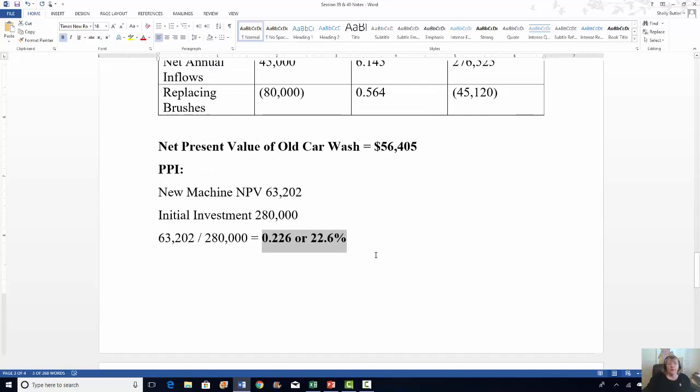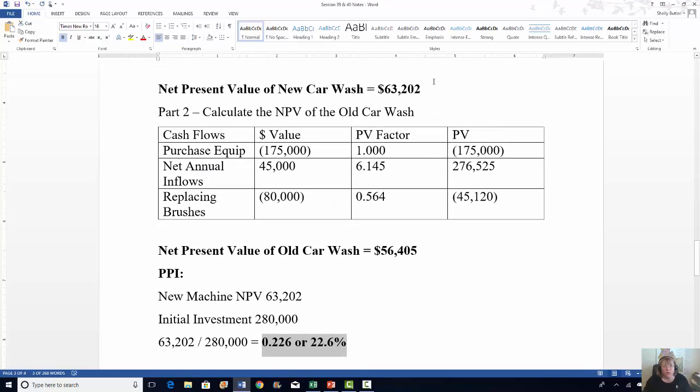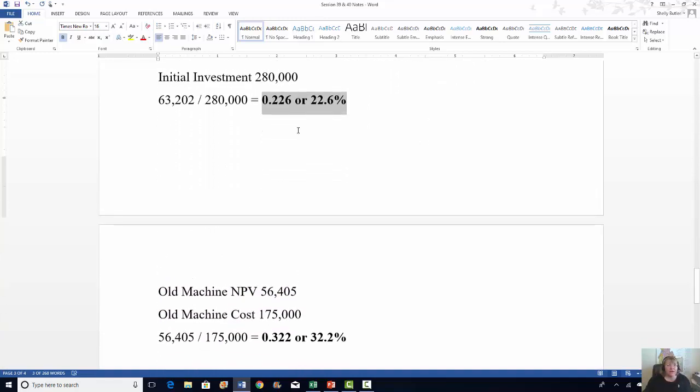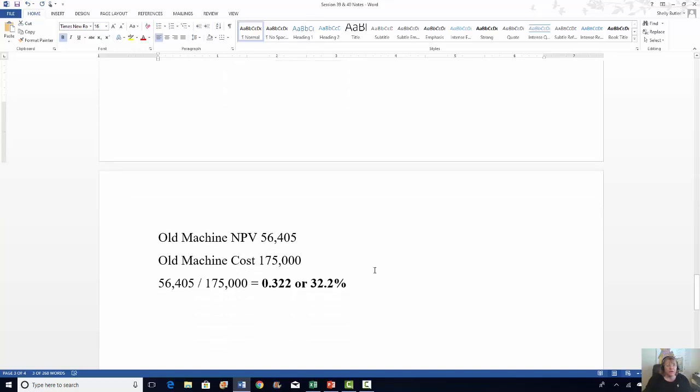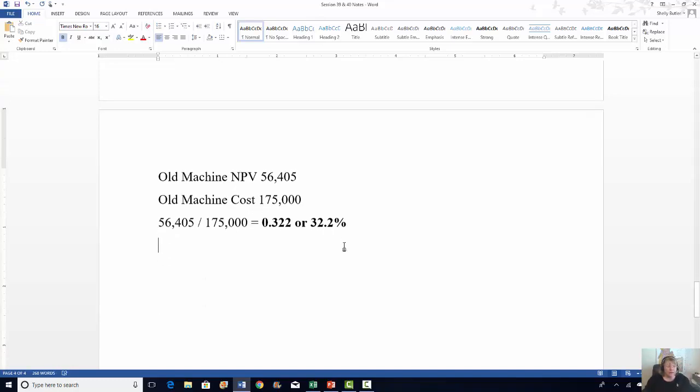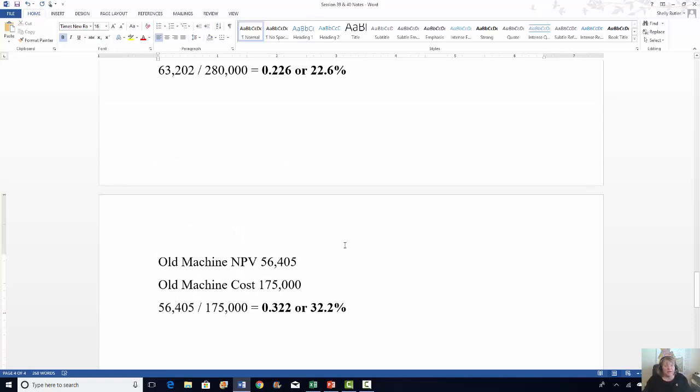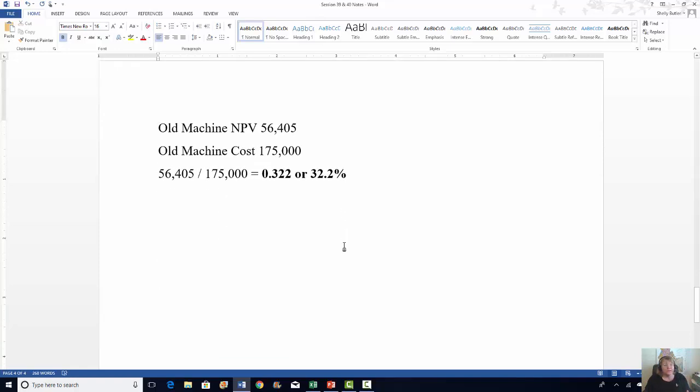So you can see, if you were looking at net present value, getting the new car wash would be the better deal, because you're making more money on that. But if you look at the initial investment as part of the equation, the old machine gives you a higher percentage of return on your money. So it depends on what your manager uses. Some managers will use net present value. Some managers will use PPI. It just depends on which one your manager likes, you need to know how to do them both. So that's why we went over those right now.